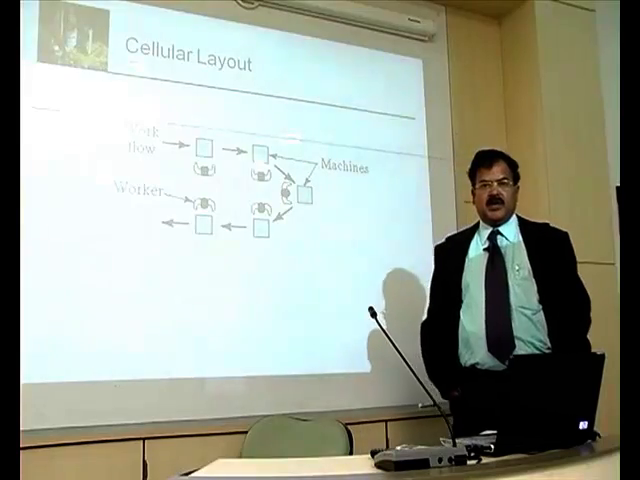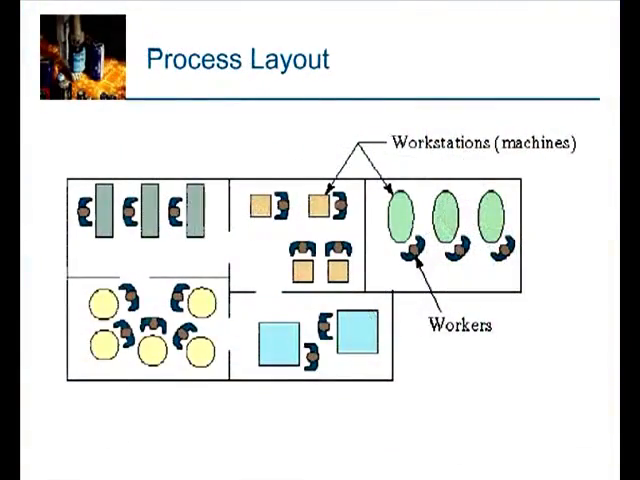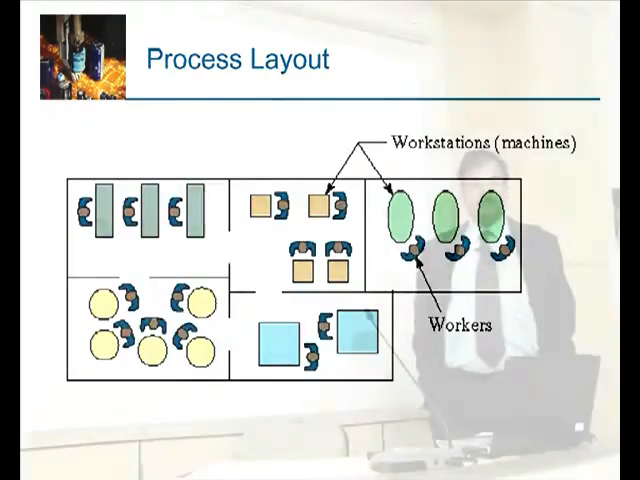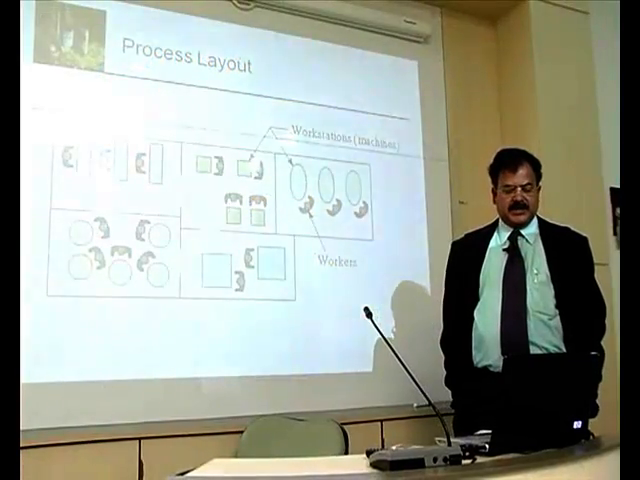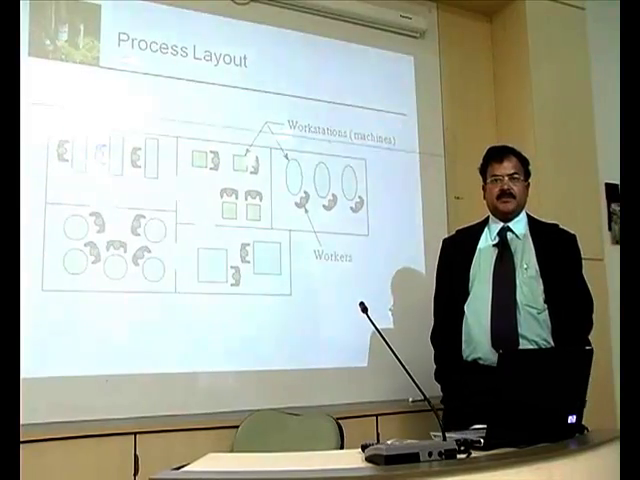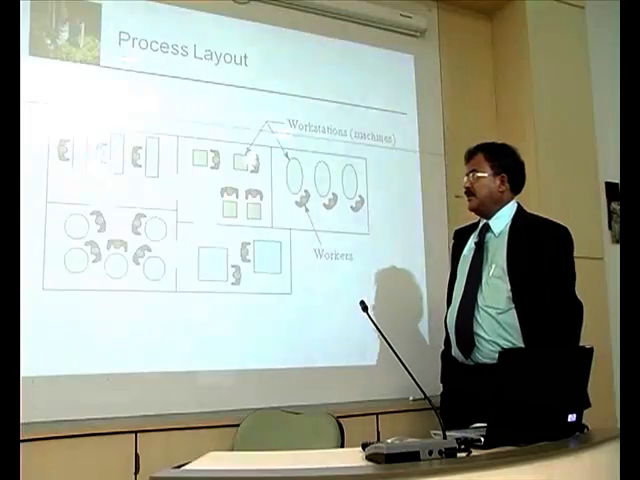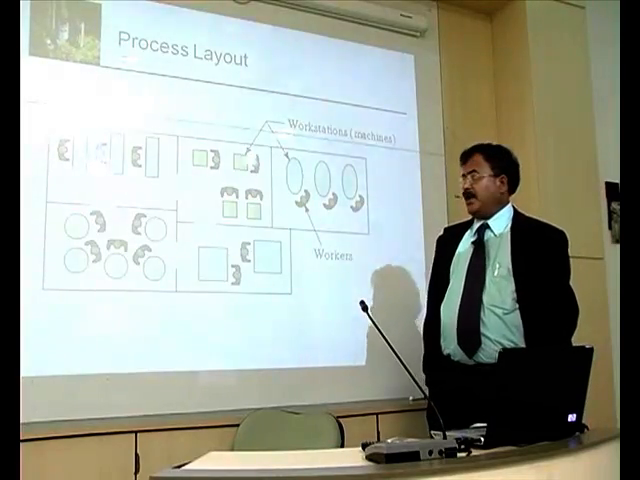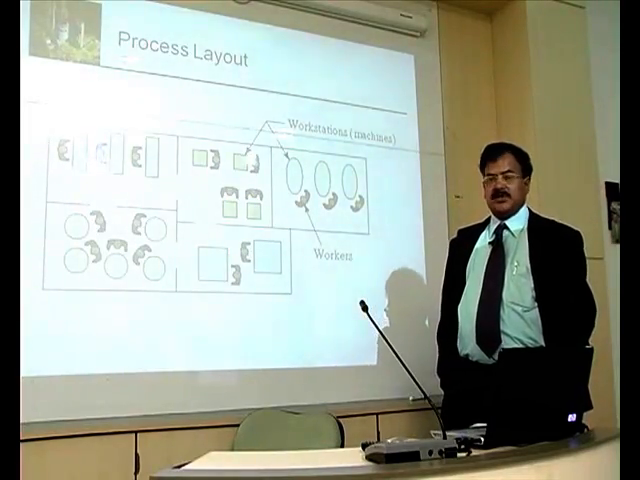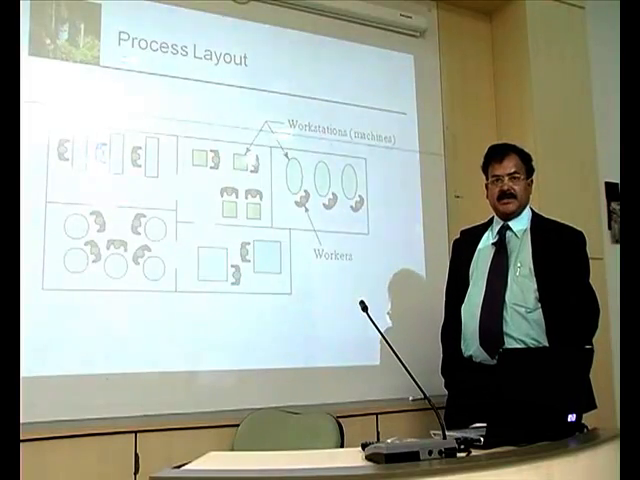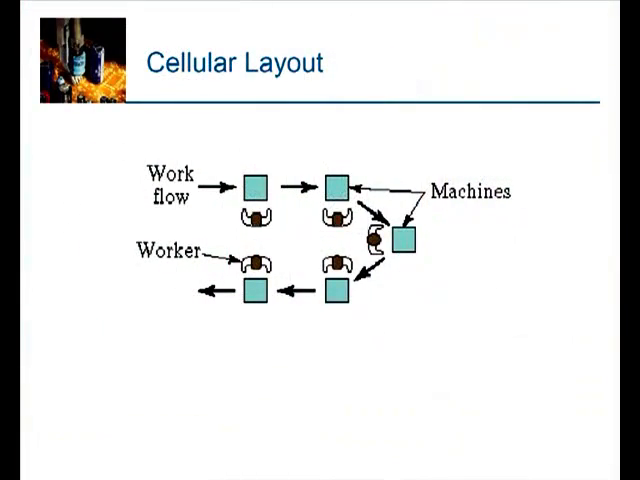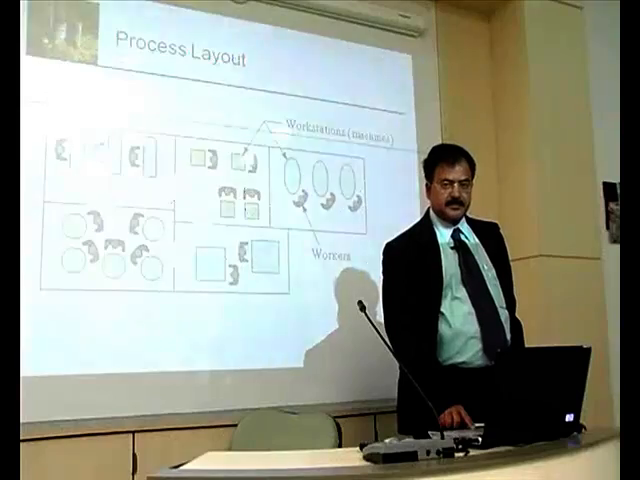Coming to cellular layout or process layouts, batches are launched in these layouts. A batch of 50 or 100 parts is launched, and different machines are used to process different batches. Thus, for a batch production system, process layout or a cellular layout is most appropriate.